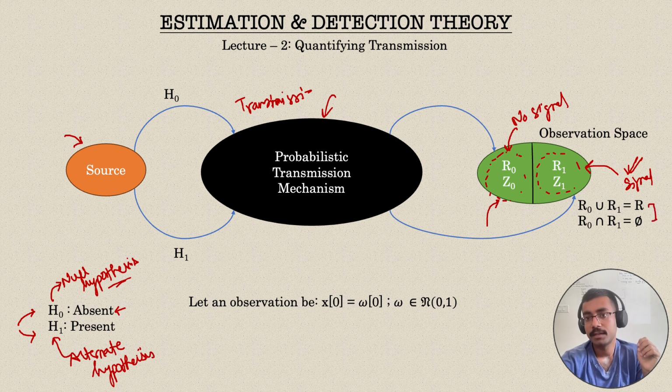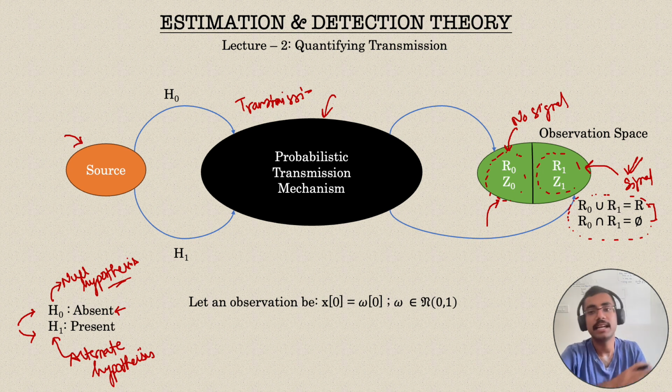So it can be represented mathematically as follows. Because there are two observations and those are independent and mutually exclusive, we have that R0 intersection R1 is equal to phi, and R0 union R1 is equal to the entire observation set.